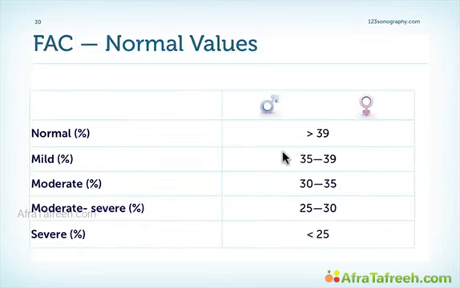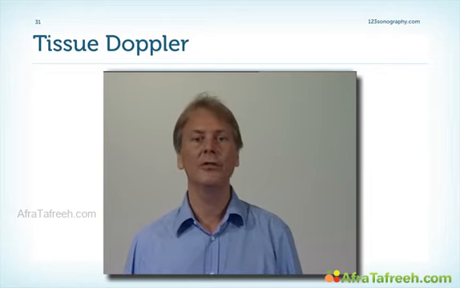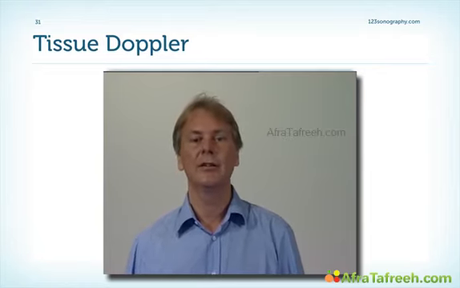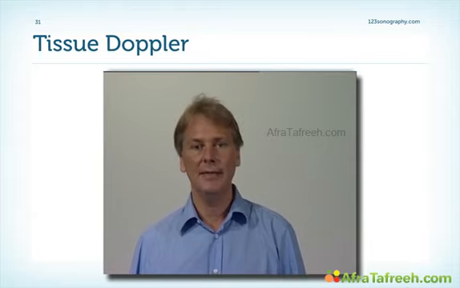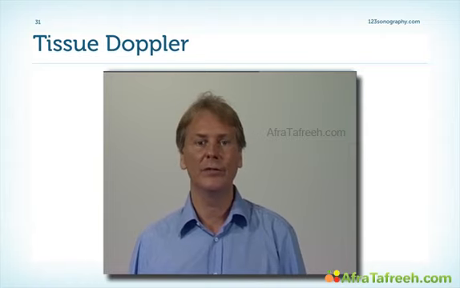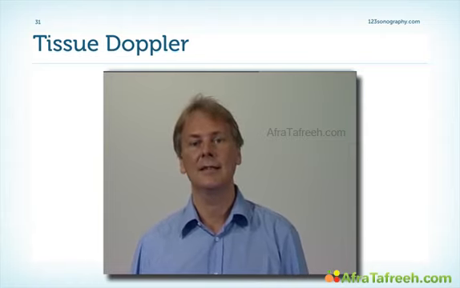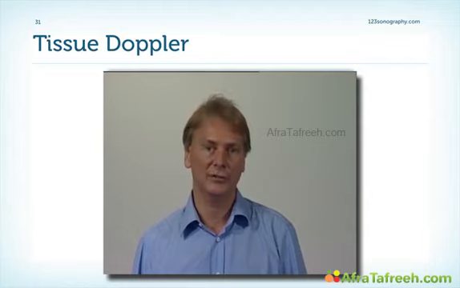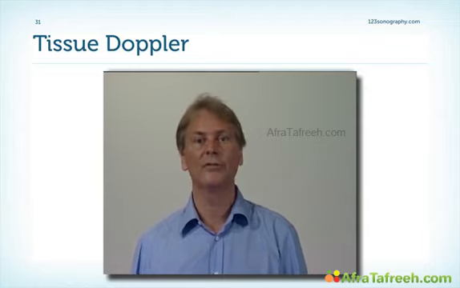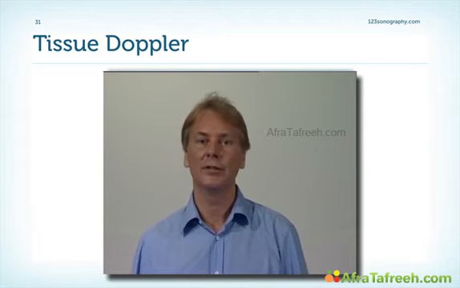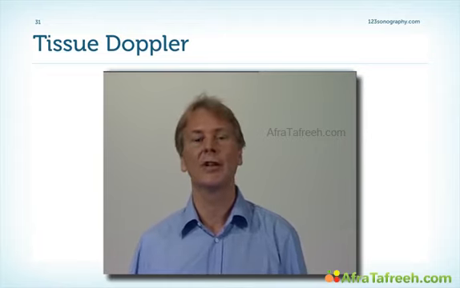Here you see the normal values. Above 39 would be normal, both for males and females. Severely reduced below 25. A nice way of looking at right ventricular function is by using tissue Doppler. By placing the sample volume in the lateral wall of the right ventricle, you can nicely assess the longitudinal component of right ventricular function. I personally prefer this method opposed to the tricuspid planar annular excursion that we measure with M-mode. But let's take a look at how we perform this measurement.